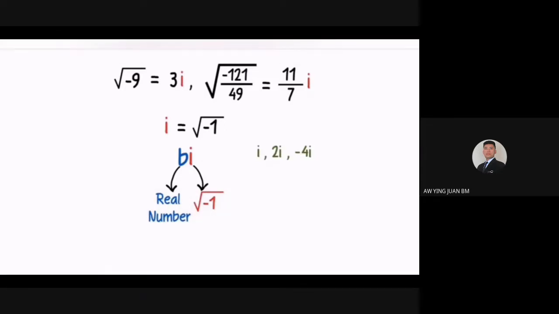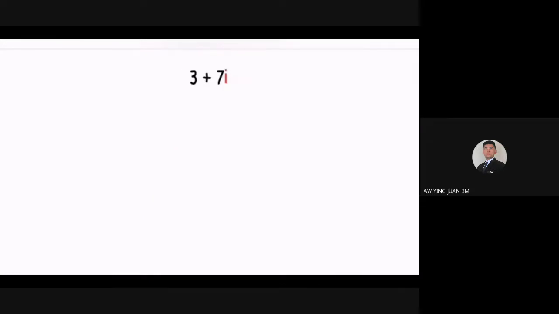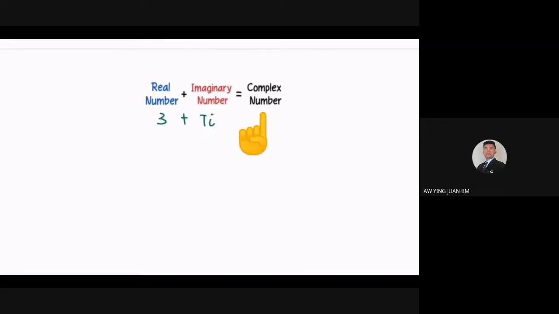What if we have a number like 3 plus 7i? Will this be an imaginary number? Well, we can be sure that this part of the number is imaginary, and this part is a real number. So this is a mix of a real and imaginary part. And this is what we call an example of a complex number, where we have the real plus the imaginary number and it gives us a complex number. It is of the form a plus bi, where a and b are real numbers, and i is the unit imaginary number.